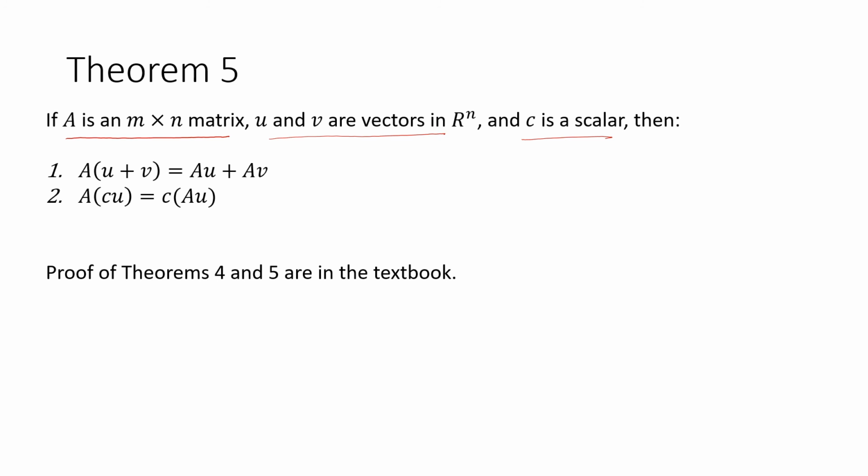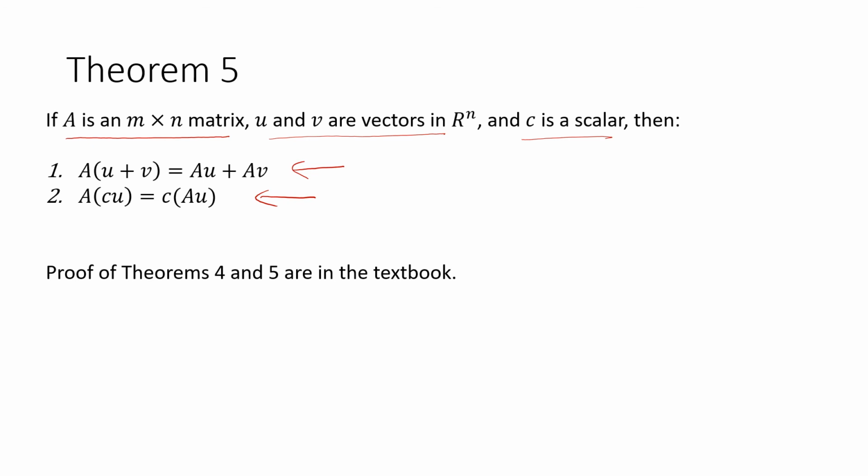The first rule says that if you have a matrix times two vectors added together, you can add the vectors together and then multiply, or you can multiply each of the vectors individually by the matrix and then add. So you can multiply first and then add, or add first and then multiply. The second rule says that if you have a matrix times a scalar times a vector, you can multiply the scalar times the vector first and then multiply by the matrix, or you can multiply the matrix by your vector and then multiply by your scalar.